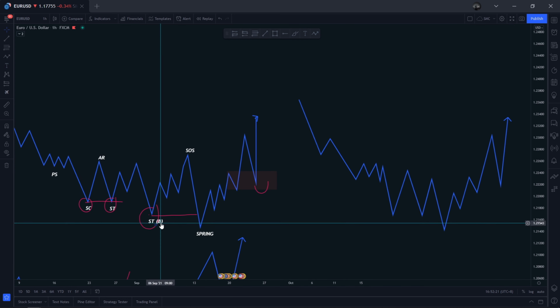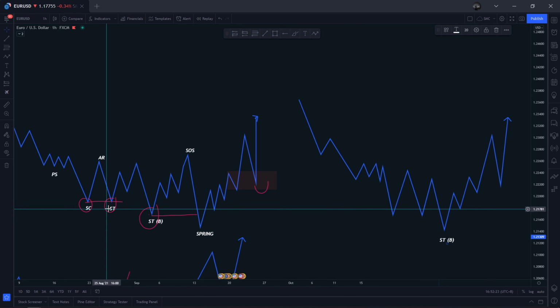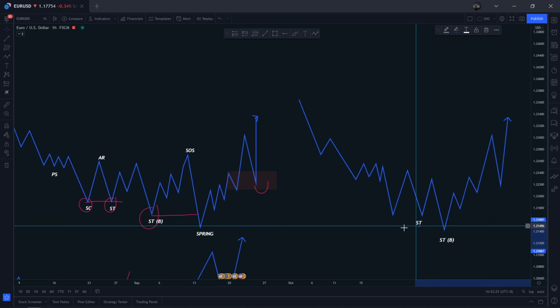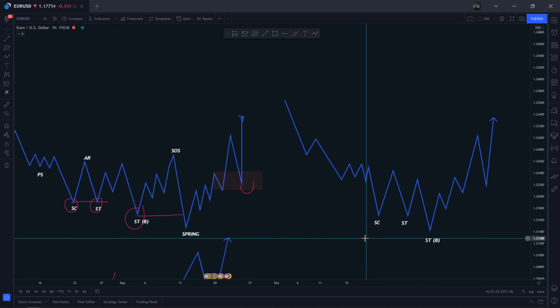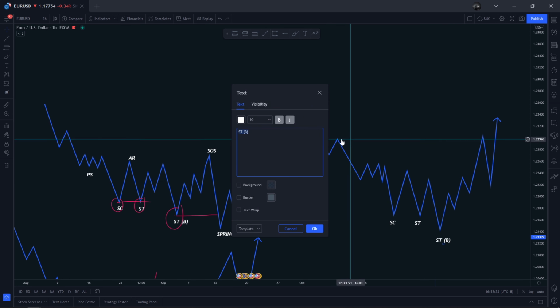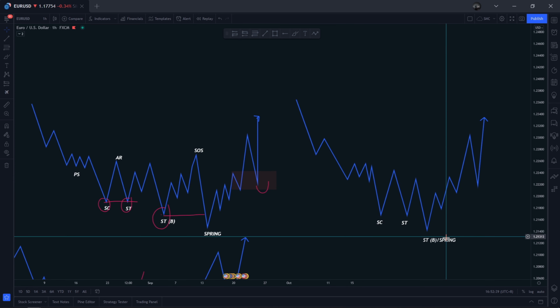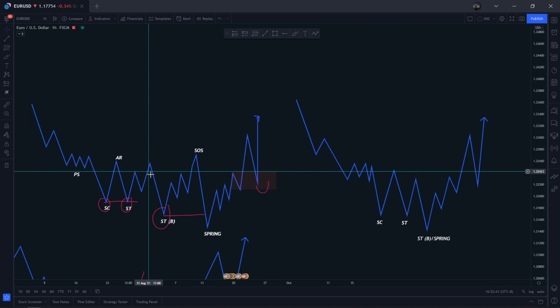So let's just mark this up. We have the STNB. We have the ST. Then we have the SC. So what's the difference? We don't see a spring. So basically the STNB is the spring. Okay? It's basically the spring. This is schematic 2, and that was schematic 1.